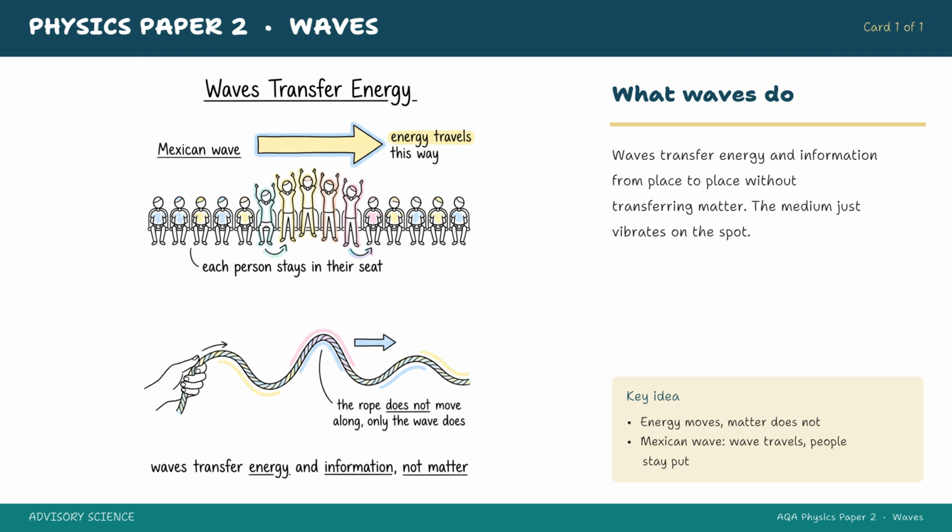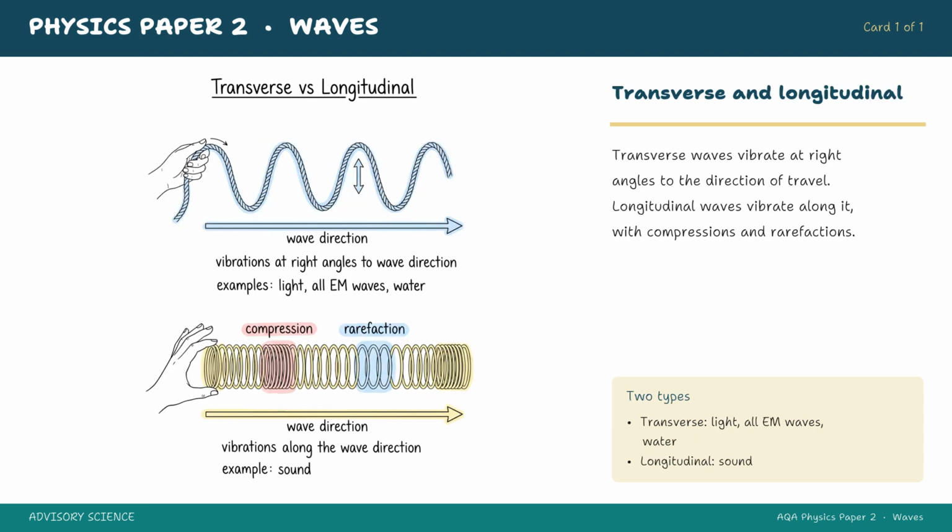Transverse and longitudinal. There are two types. In a transverse wave, the vibrations are at right angles to the direction the wave travels. If you flick a rope up and down, the wave moves along, but each bit of rope moves up and down. Light, all electromagnetic waves, and water waves are transverse.